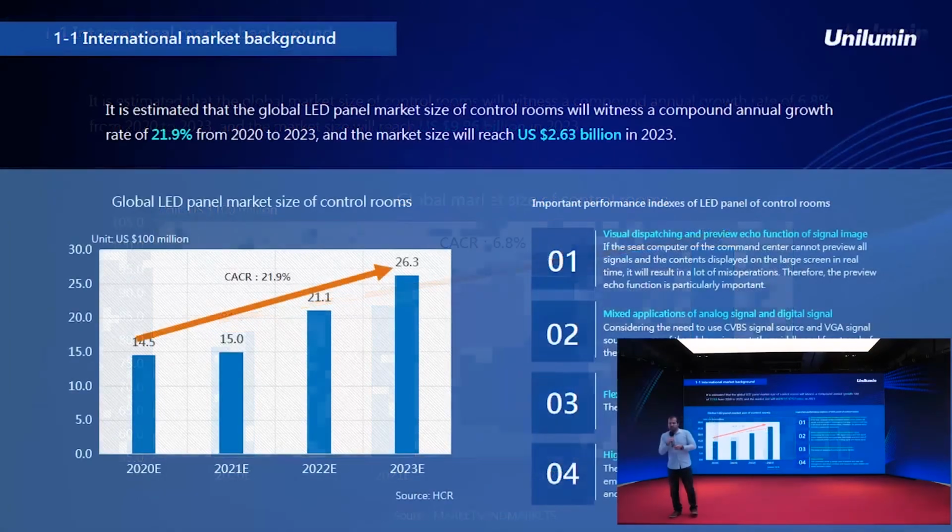So keeping the importance of the market growth in mind, there are a few important bullet points that need attention when establishing a command center. The first one is visual dispatching and preview of echo function and signal image. The second, mixed application of analog and digital signal. The third, flexible operation with multiple control modes. The fourth, the last but not the least, is high stability. All these four are pivotal for a command center. If one malfunctions during the live operation, the whole system could go down and leave drastic results for the region.